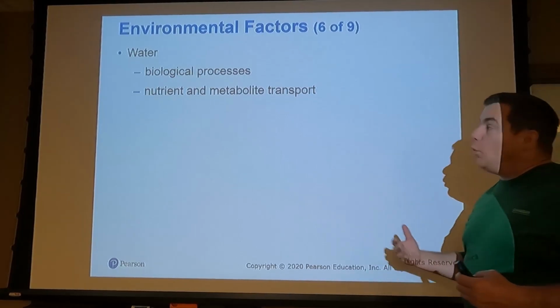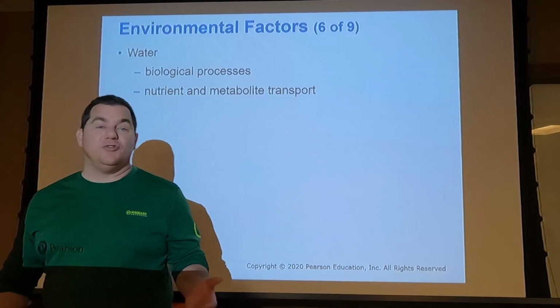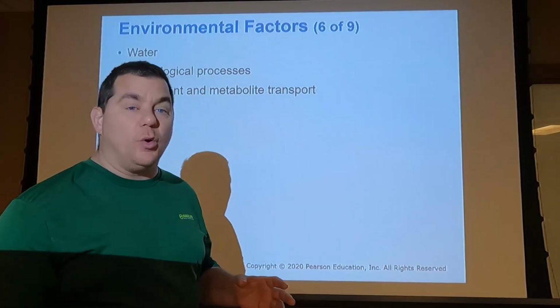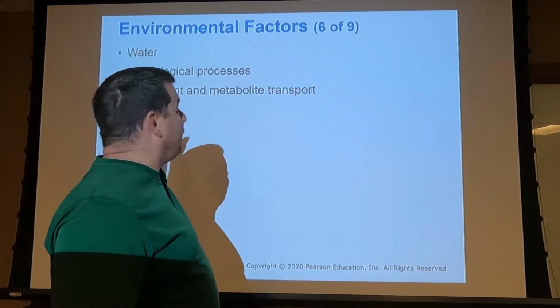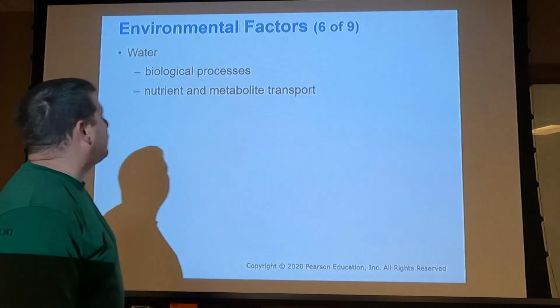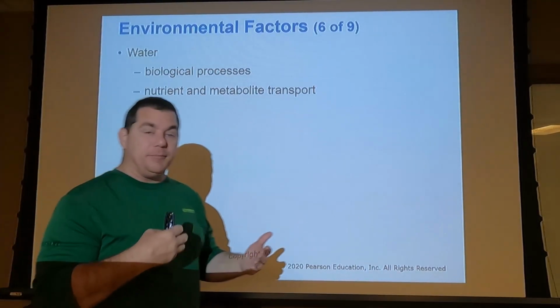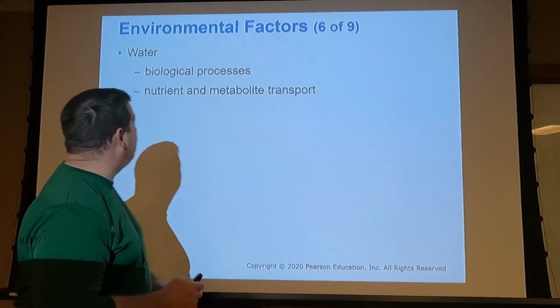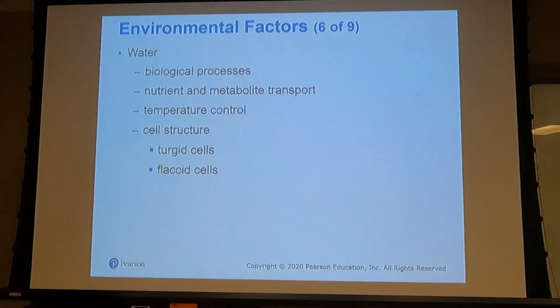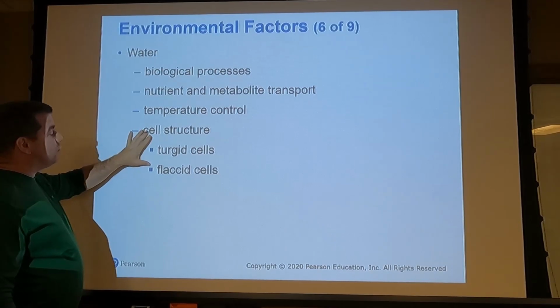No brainer here, water is necessary for the biological processes. And I mentioned in the chapter about soils that water is how those nutrients and those metabolites get into the plant. We also need water. Again, I'm making that comparison between plants and humans. It's going to help with temperature control, and then primarily with the cell structure.